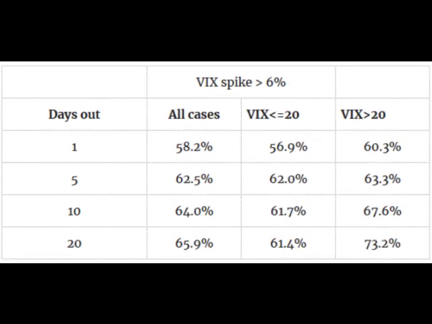The mean reversion is stronger in the high volatility regime. For example, after a volatility spike of 3%, if the VIX was initially low, less than 20, then after 10 days it reverts 57% of the time, while if it was high, greater than 20, it reverts 66% of the time. The longer the time frame, days out, the stronger the mean reversion.